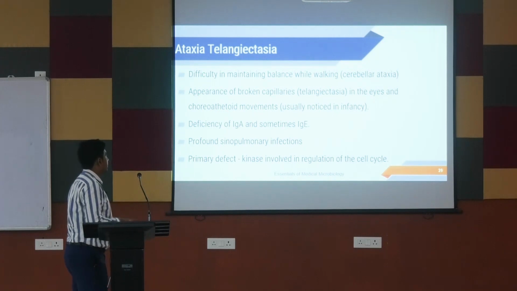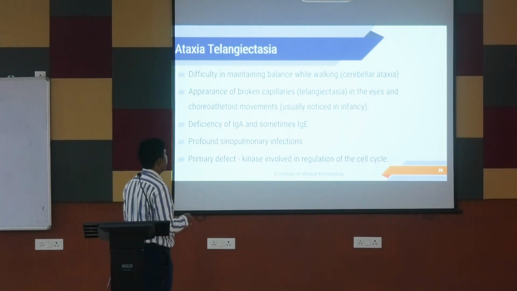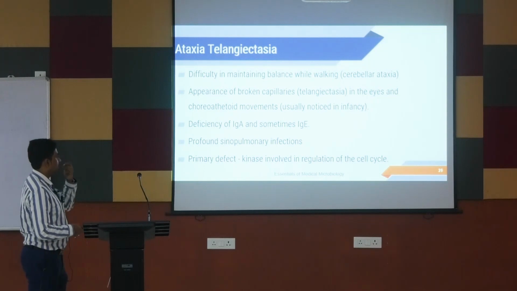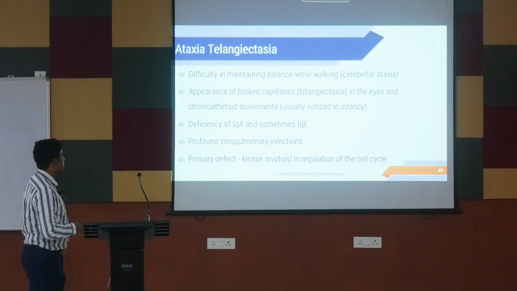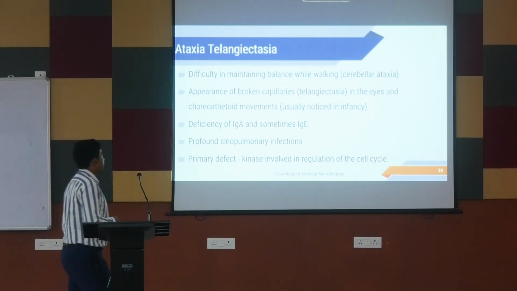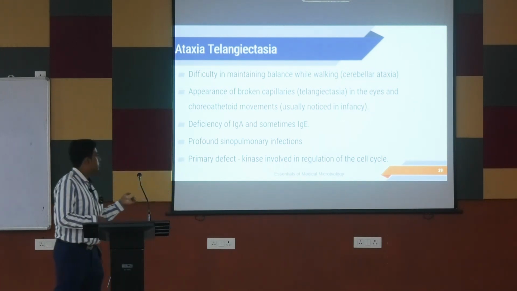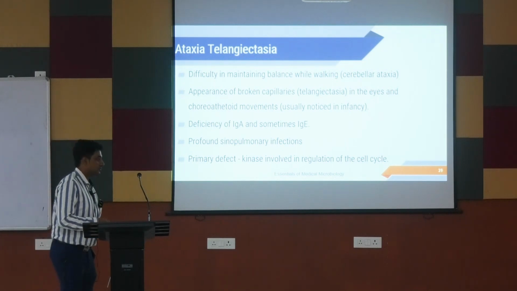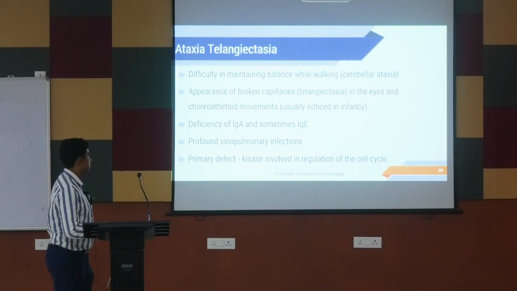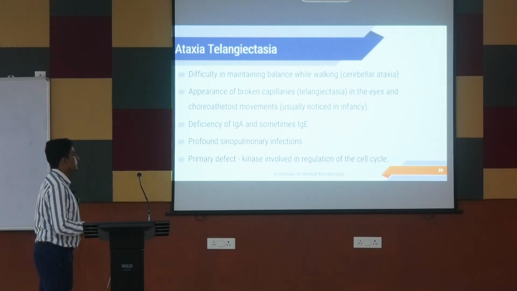Next is ataxia telangiectasia. What happens in this? Difficulty in maintaining balance while walking, cerebellar ataxia, and appearance of broken capillaries in the eyes, telangiectasia. Such red capillaries in the eye become broken, and choreoathetoid movements usually noted in infancy. Why is this happening? Deficiency of immunoglobulin A and sometimes immunoglobulin E. What happens due to absence of immunoglobulin A? Sinopulmonary infections. Immunoglobulin A, we read, is a secretory antibody, that is why sinopulmonary infections occur. And where is the primary defect? Kinase involved in the regulation of the cell cycle.